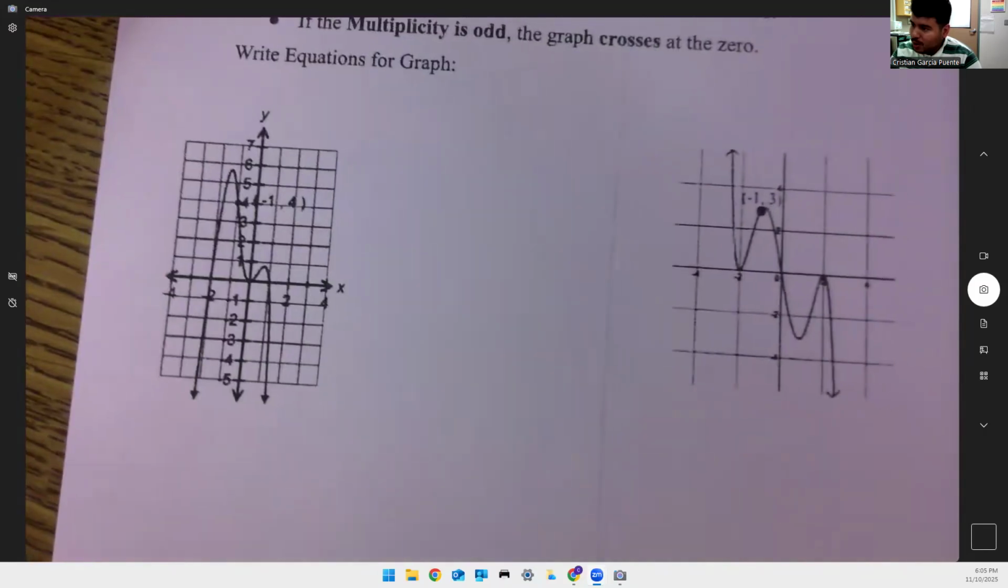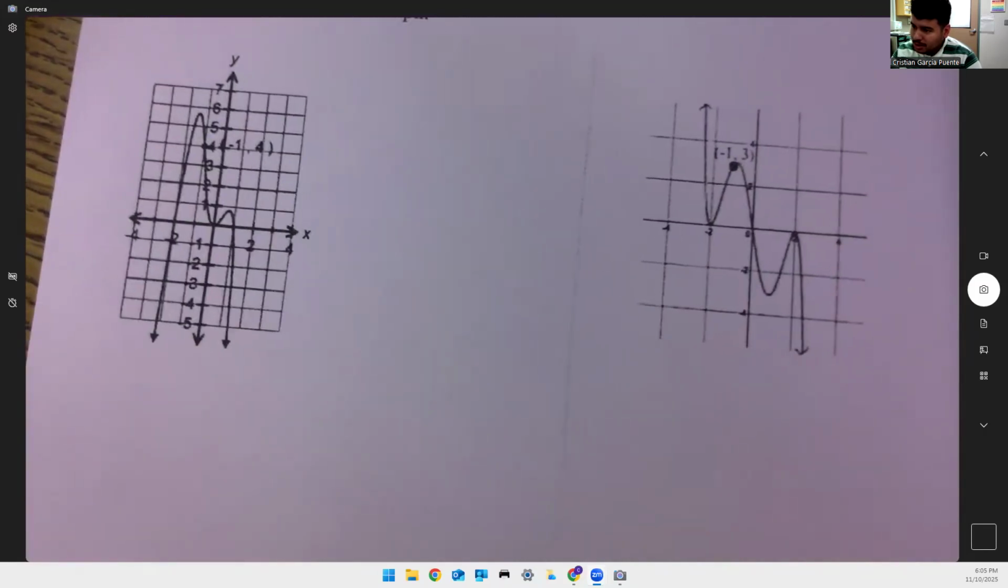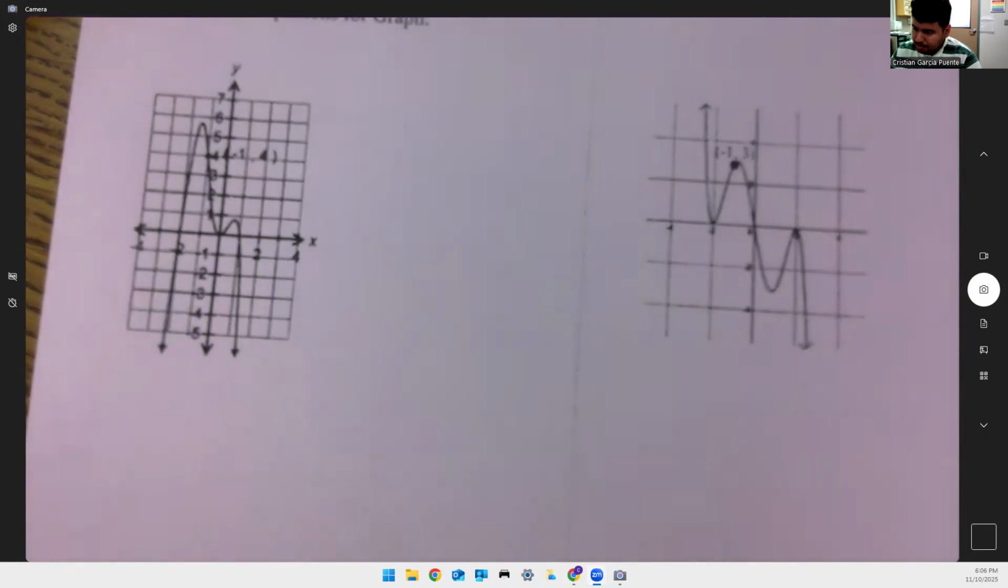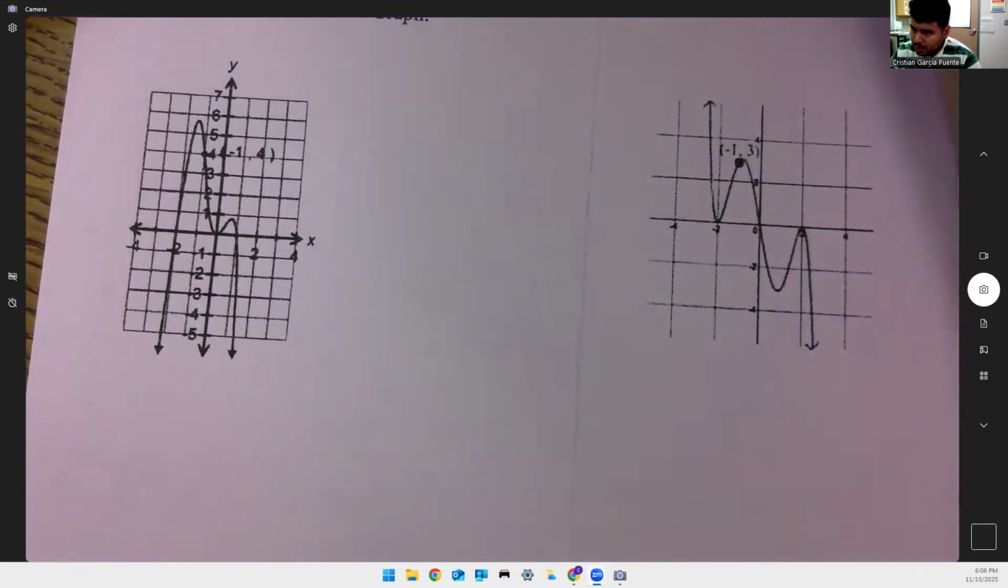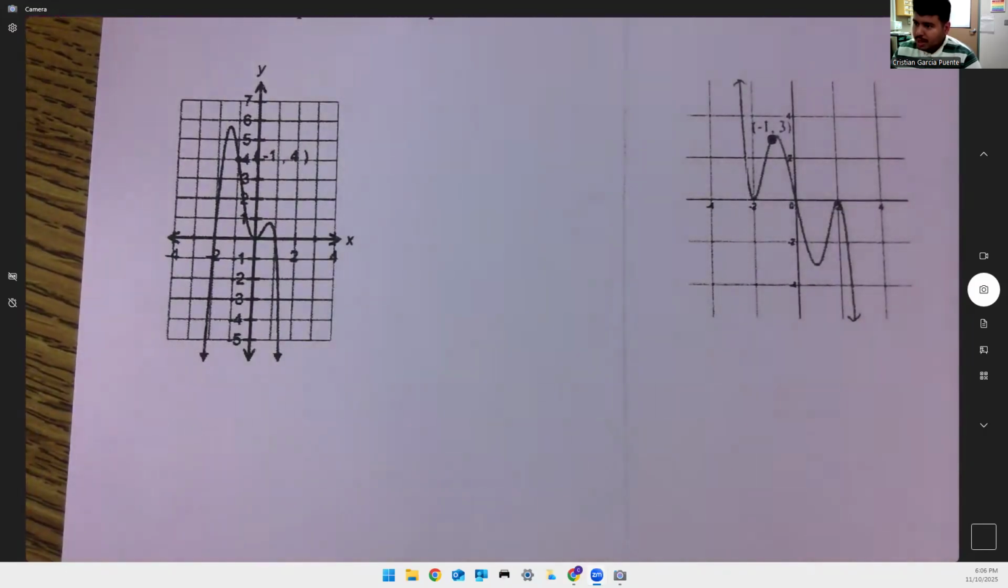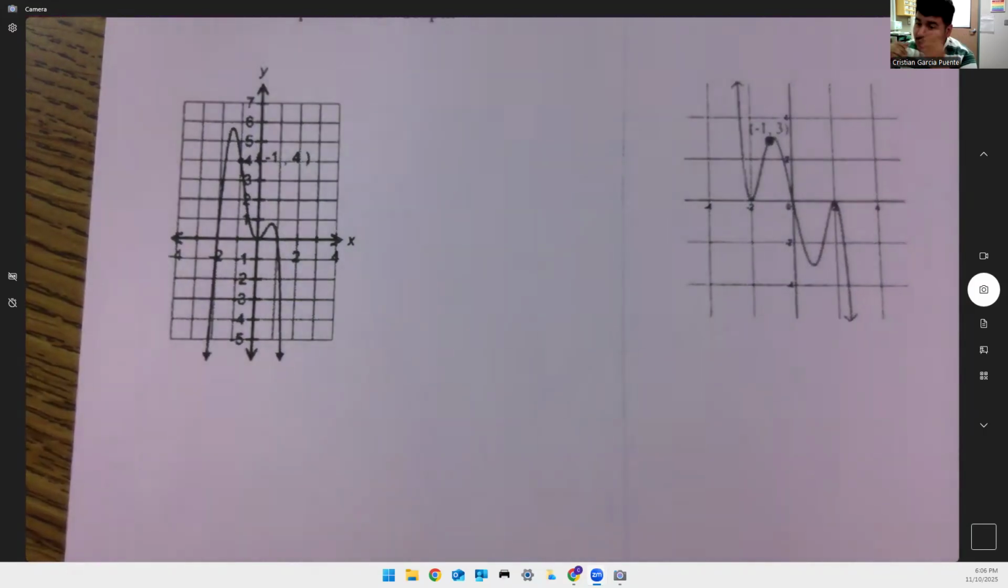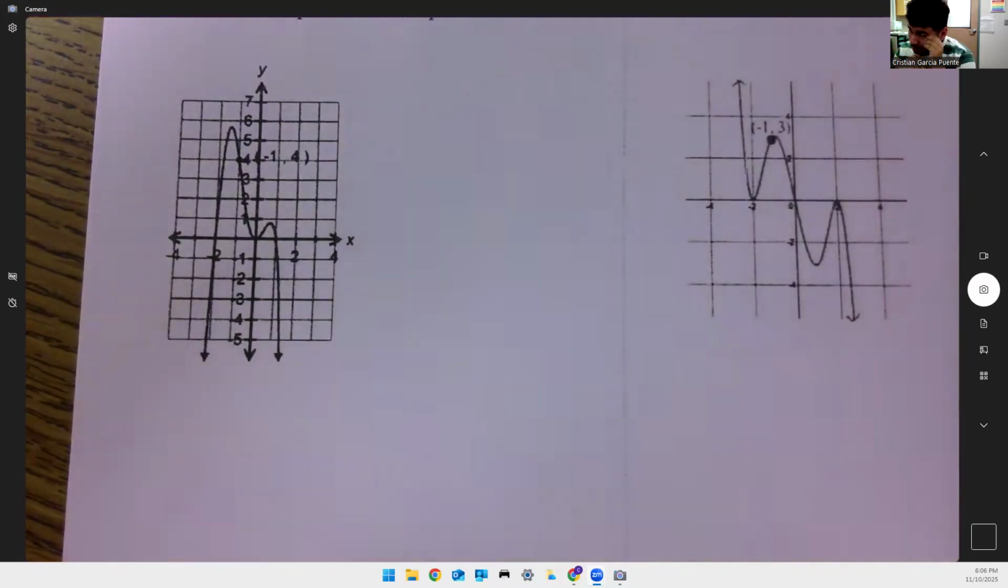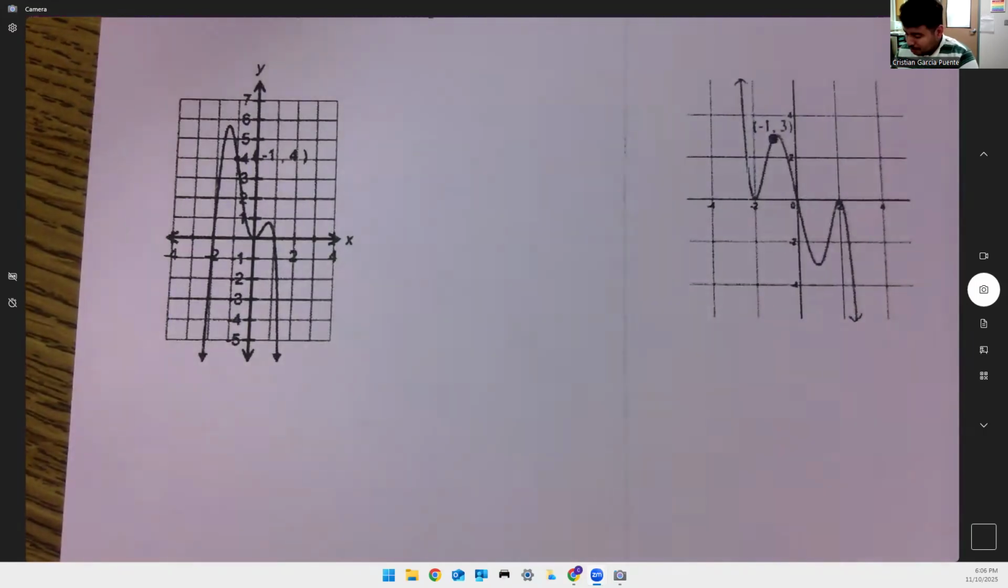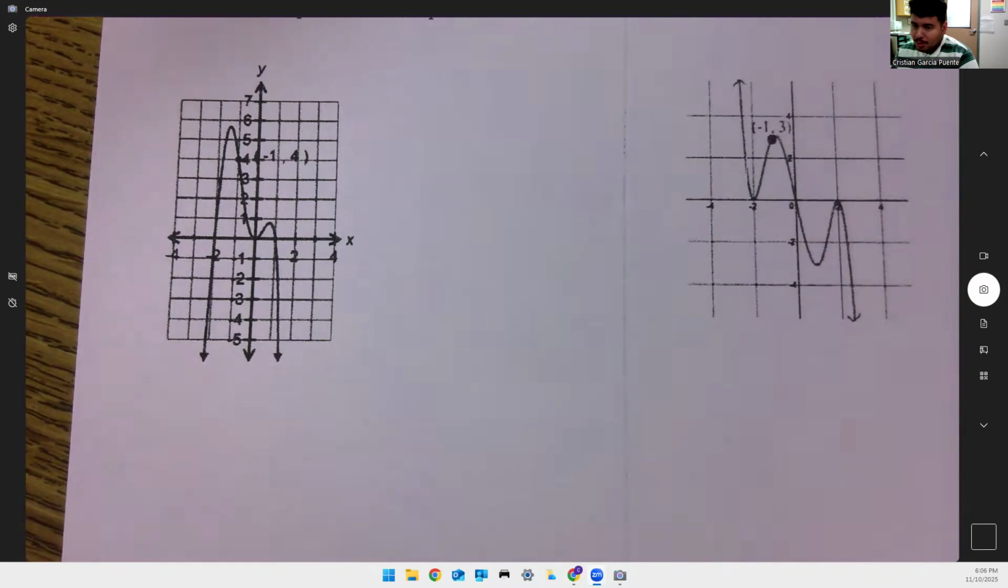Today, what we're doing is writing equations for graphs. I would say that today isn't a bad day. I wouldn't say it's super easy. It's somewhere in the middle, I would say. So you might have questions, but we'll see tomorrow.